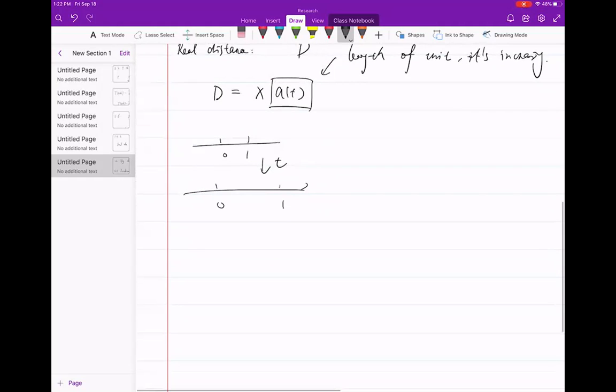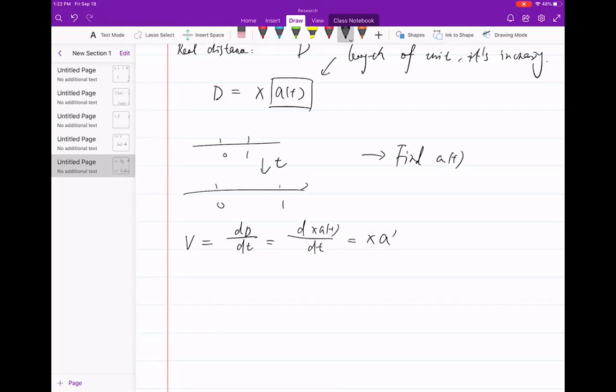Now let's talk about the velocity, v, which is nothing but d prime, or more precisely, dd/dt, which is d(x a(t))/dt, which, with x a constant, is x a prime. Okay. So now finding how fast our universe expands is equal to finding a(t). And what we're trying to do now is set up a differential equation for a(t). Still okay so far?